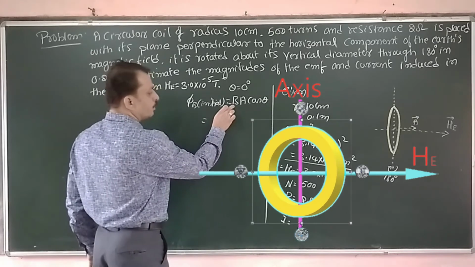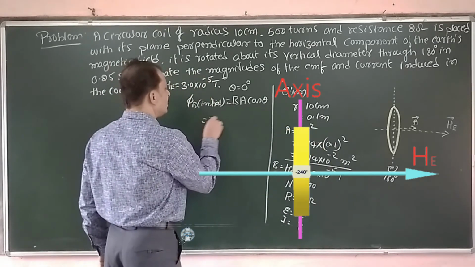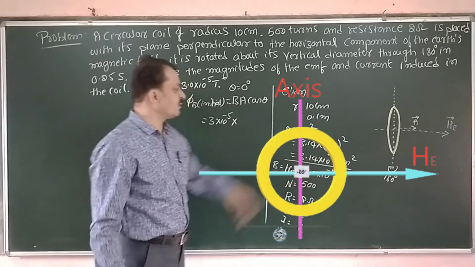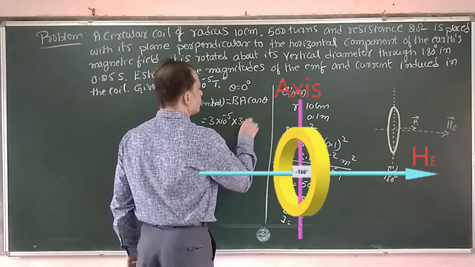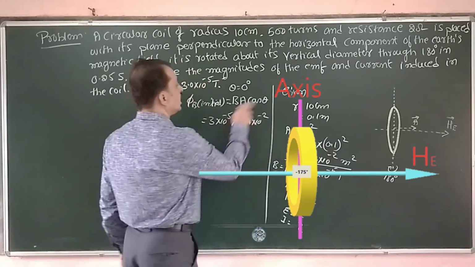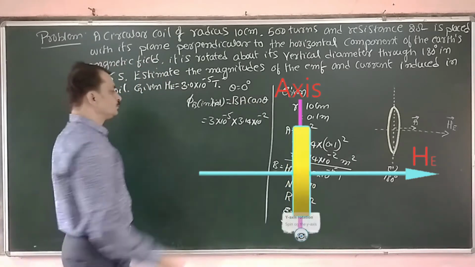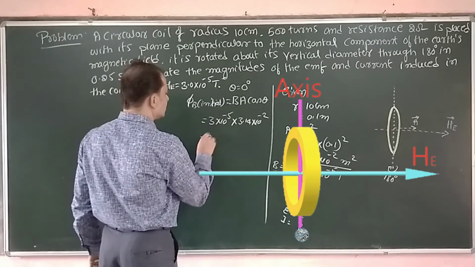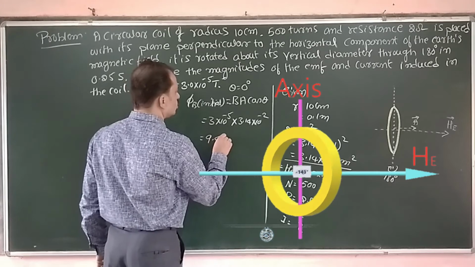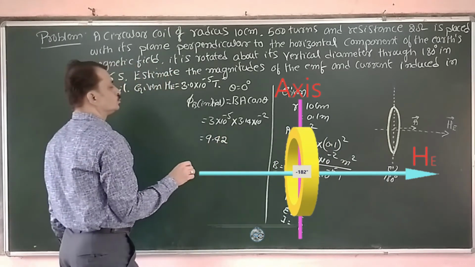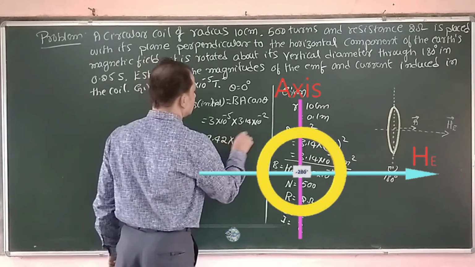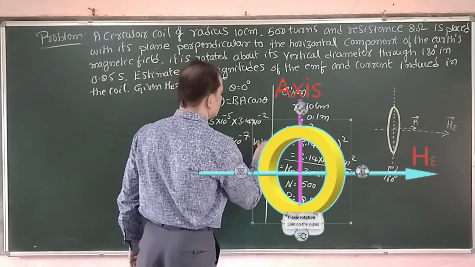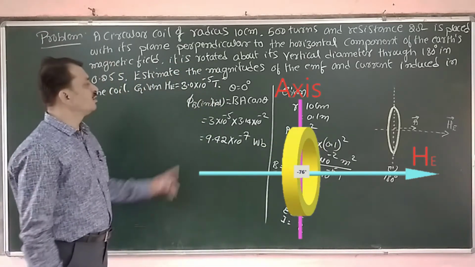So substitute the value. B means it is the horizontal component of the Earth's magnetic field, 3 into 10 to the power of minus 5, into area of cross section that we have just calculated. It is 3.14 into 10 to the power of minus 2, and cos 0 is obviously 1. So if you multiply this one, it is 9.42 into 10 to the power of minus 7 Weber.